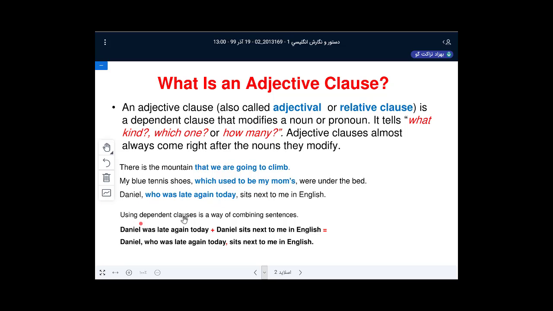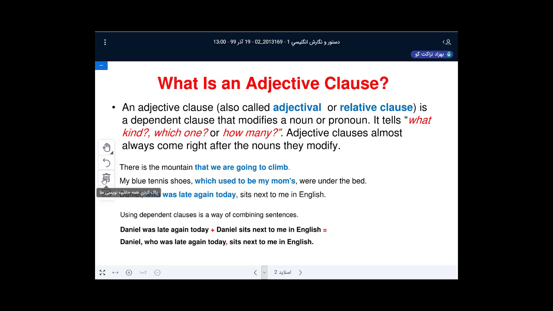Anyway, so using a dependent clause is a way of combining sentences. When we want to make a complex sentence, we can embed this adjectival clause into the sentence. And as you see, it can come either in the final position or in mid position.